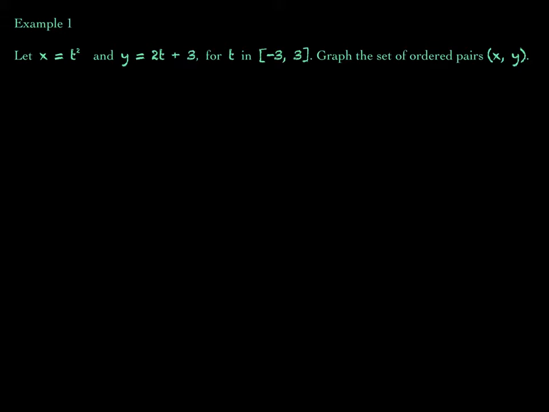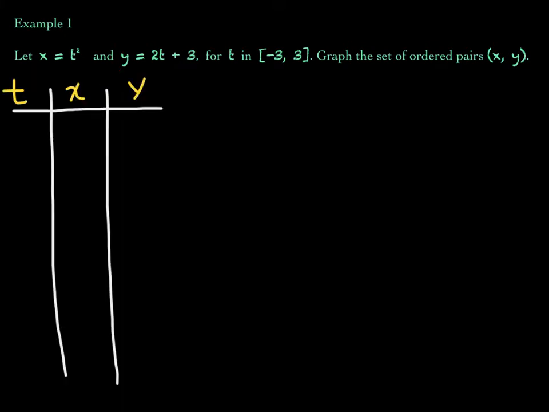We're going to make a table of values for t, x, and y. We're going to choose t values between -3 and 3, and plug these t values in to generate x and y. Both your x and your y coordinates are dependent upon what you choose for t. So here's my table of values. We're going to choose a t value, and then we'll generate x and y.